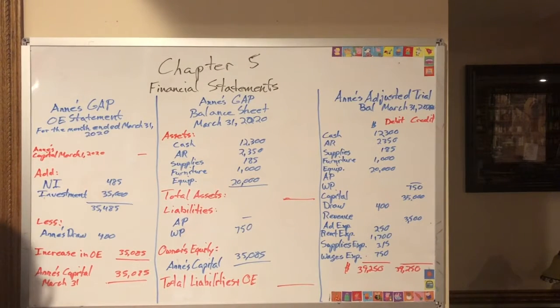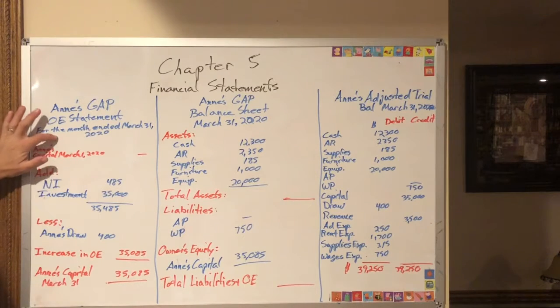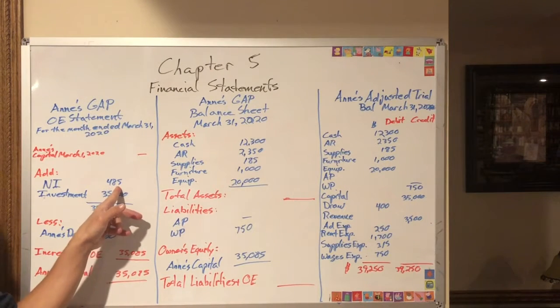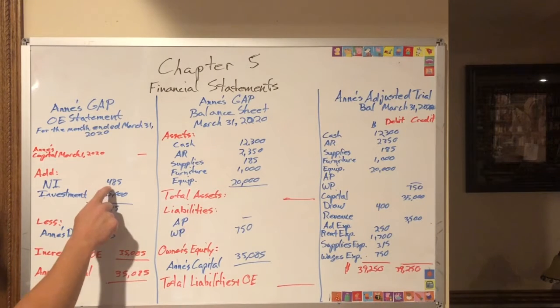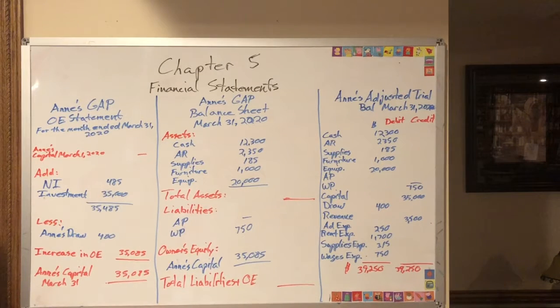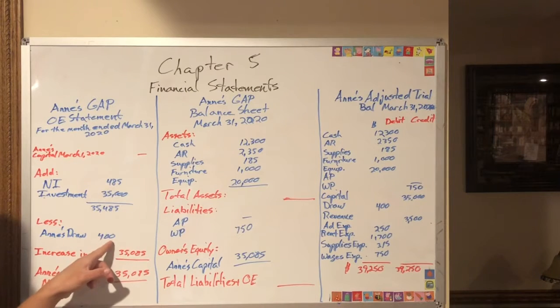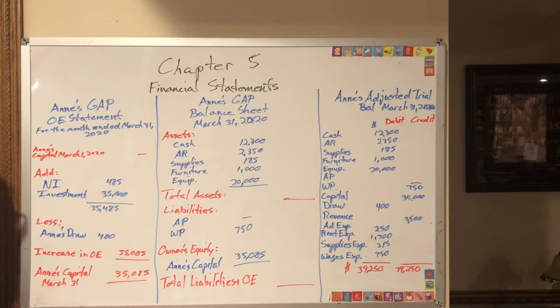All right, the next step. We started with the income statement, we took the information from the adjusted trial balance, then we did the income statement, got the net income from it, then we put the net income into the statement of owner's equity. Our net income for Ann's greater athletic performance was $485, and we added that in, we subtracted what she withdrew from the organization, and we got a total increase in owner's equity of $35,085. So that's the owner's equity statement.